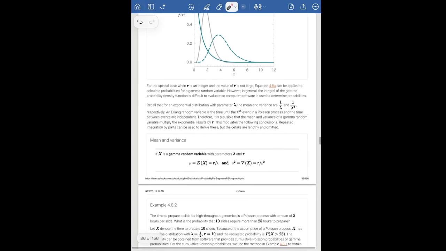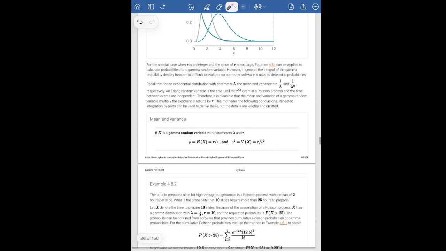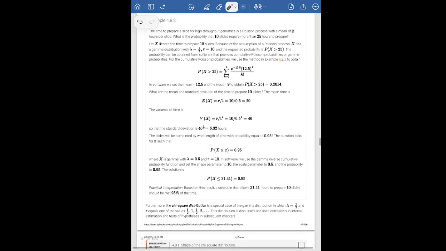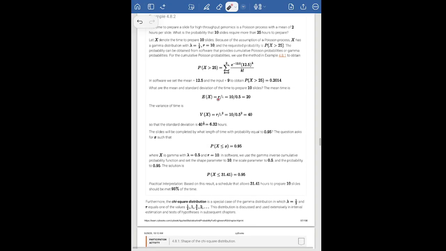Now, just as those other distributions have their mu, or that average, which can be calculated like this, you get your variance that can be calculated in this manner. Okay. Here are some examples of how one could use these formulas to come up with your mean and your variance.